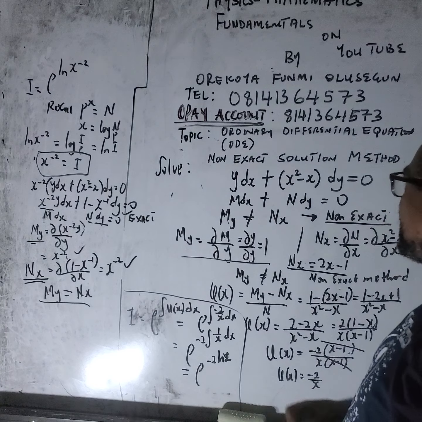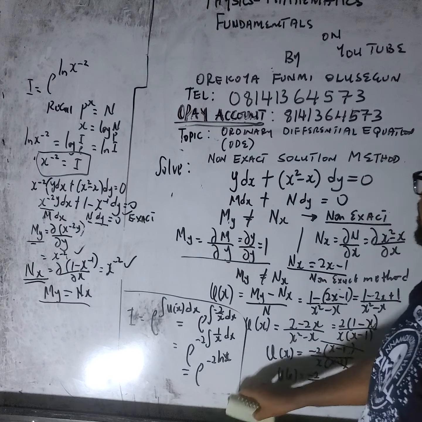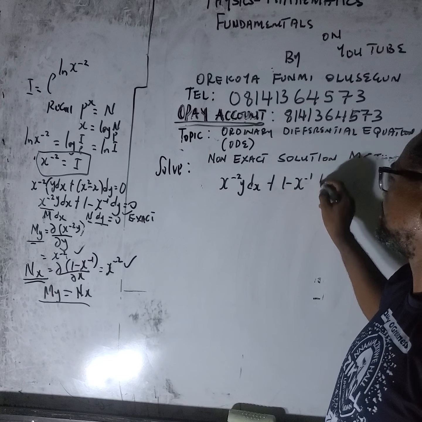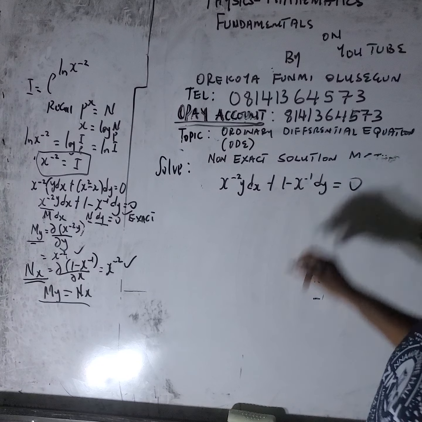So in order for us to have more space, please let me create a space here. Sorry about that. So I'm going to rewrite this one out as if that's where we are starting from. So our new ordinary differential equation we are going to deal with now, after we use the integrating factor, is this: plus 1 minus x raised to power minus 1 dy is equal to 0.